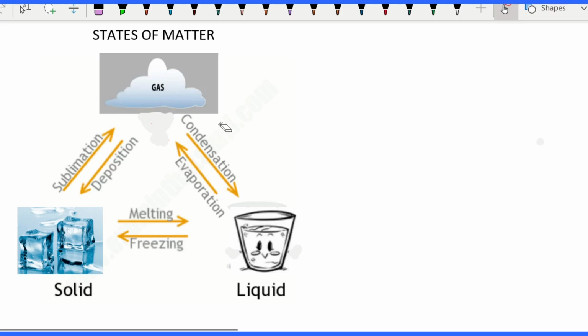The gas can be converted back to liquid by condensation. And from solid, we turn to liquid by melting, and liquid turns back to solid by freezing. So these are the reversible processes. While solid to gas, solid transformed into gas is called sublimation, and the gas reversed back into solid is called deposition. Okay, we hope it's clear.